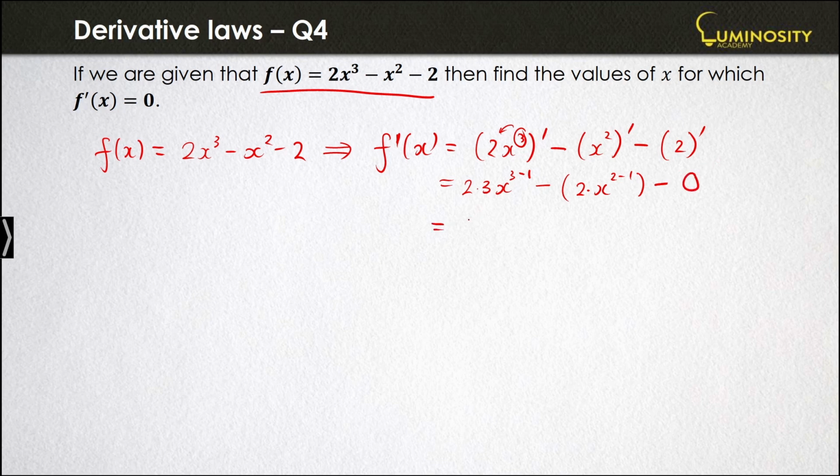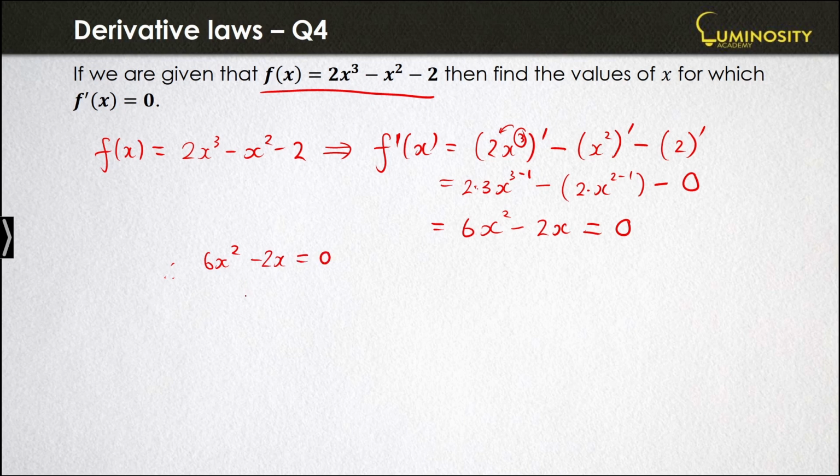So let's clean that up. 2 times 3 is 6, x to the power 2, minus 2 times x to the power 1. All right, so that is the derivative function for the original function. But we want to know, when is this thing equals to 0? We want to find the x values. So therefore, we are solving the equation 6x squared minus 2x equals 0.